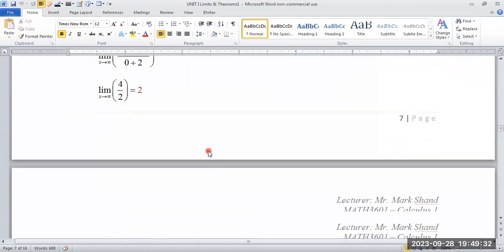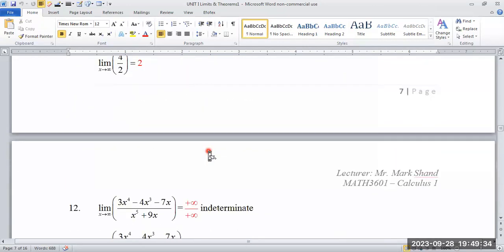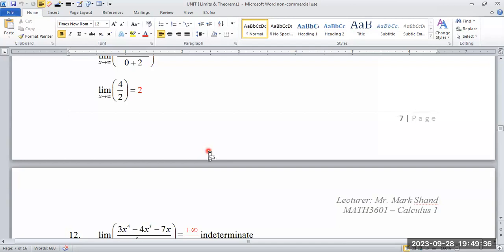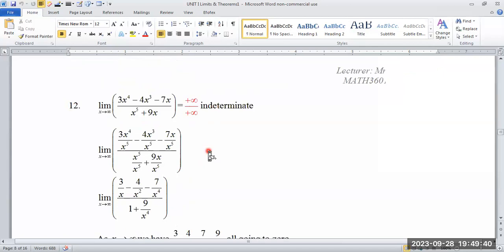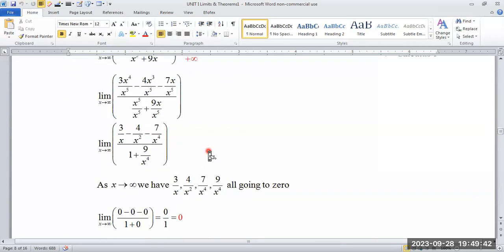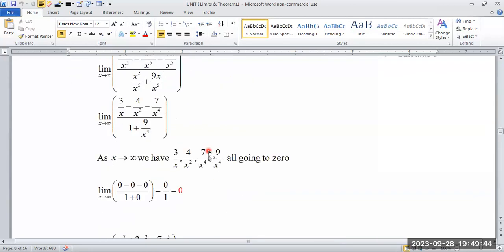How many of you were able to look at the document that was sent?